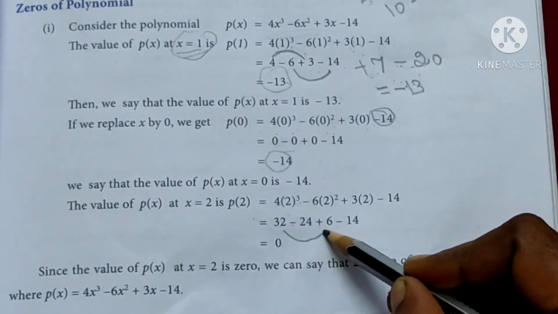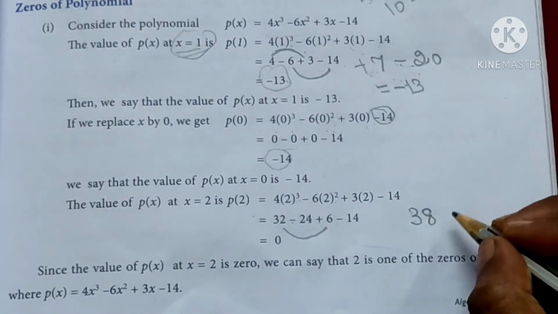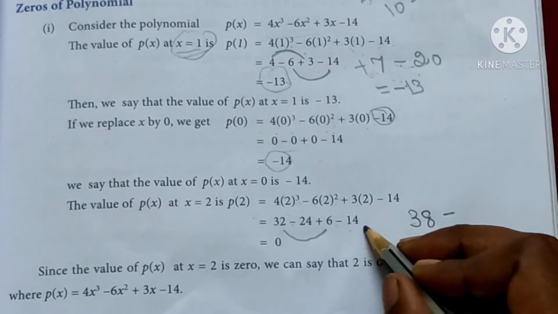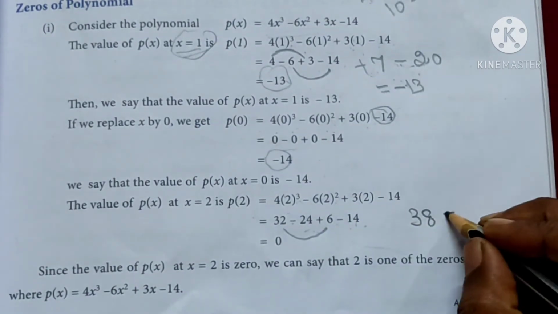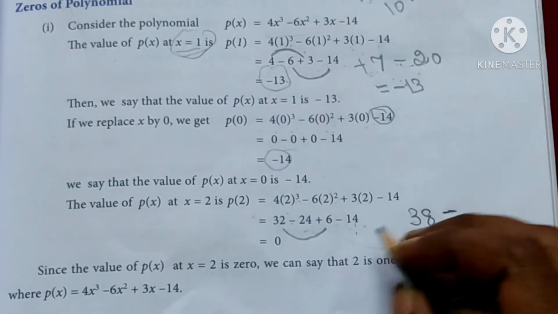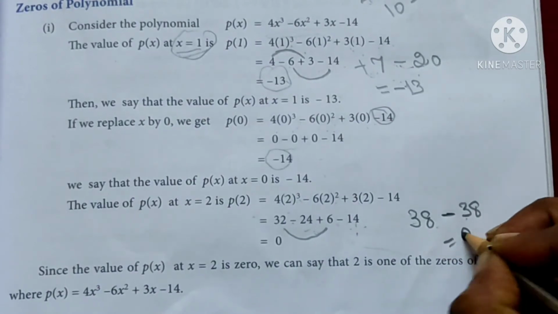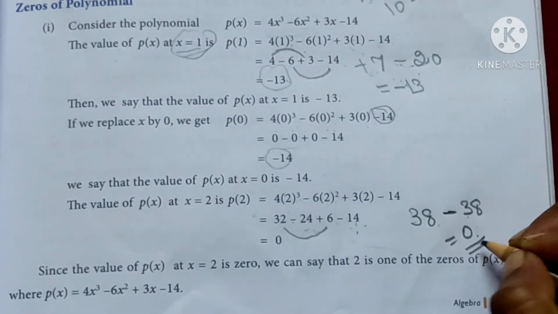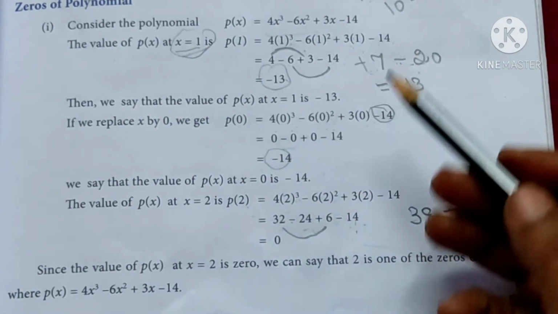We add the positive numbers 32 and 6. So the addition value is 38, minus 24, minus 14. Two numbers are negative, so we add the numbers but write the negative sign. Okay. So 24 and 14 is 38. So 38 minus 38 we get 0. So we get the value 0. So this 2 is a zero of the given polynomial.